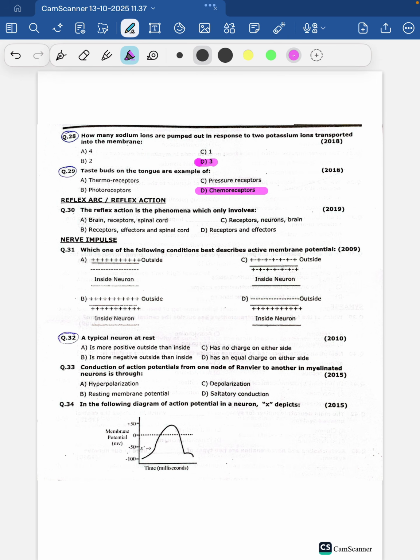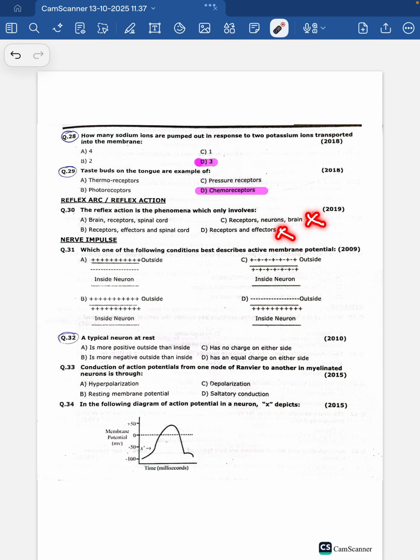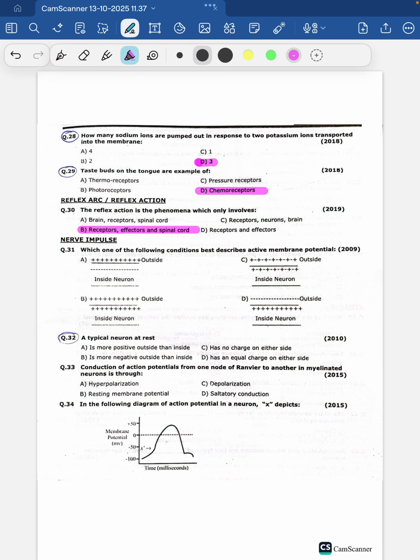Reflex action is the phenomenon which usually doesn't involve the brain, so alpha option is not correct. Charlie option is also not correct because both contain brain. Delta is not correct because it does not contain spinal cord. Spinal cord is the main part of reflex action, so beta will be the best option here: receptor, effector, and spinal cord.